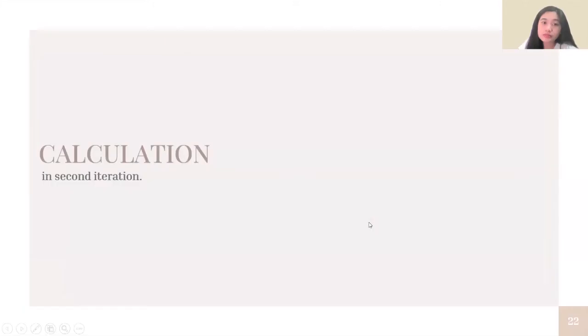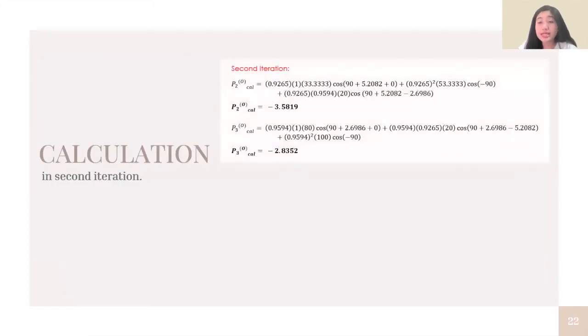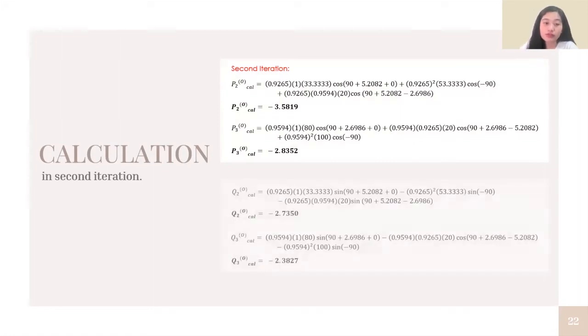So, kasi ang nasa formula ng P-calculated natin, right, is nauna yung V2. Upon substituting all the values, we will arrive at an answer of negative 3.5819. As you can see, yung P calculated natin dito, hindi na siya lahat zero. May values na siya because we had substituted the value na nakuha natin sa V2 and V3 doon sa first iteration. Sa second, P3 calculated natin is negative 2.8352 by means of substituting the values and solving for the answer.